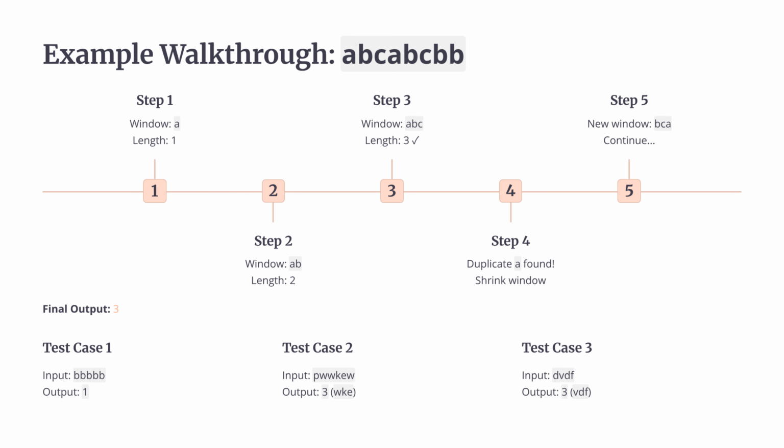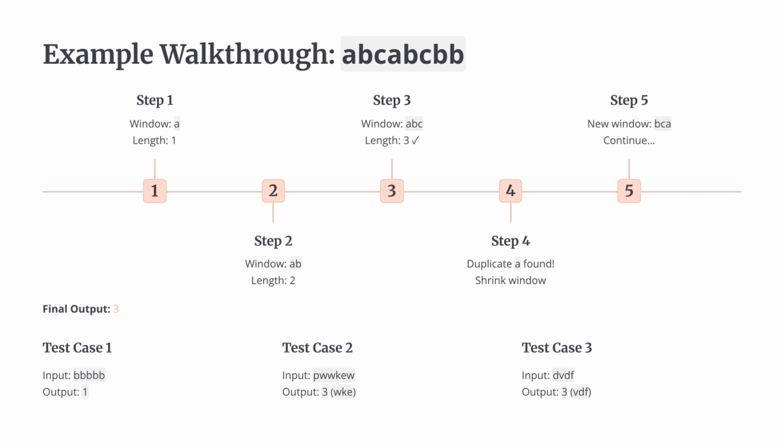Step 4. Now we hit a duplicate A. We shrink the window by moving the left pointer. The new window becomes BCA. Step 5. We continue sliding and updating. By the end, the longest substring we find is ABC, with a length of 3.